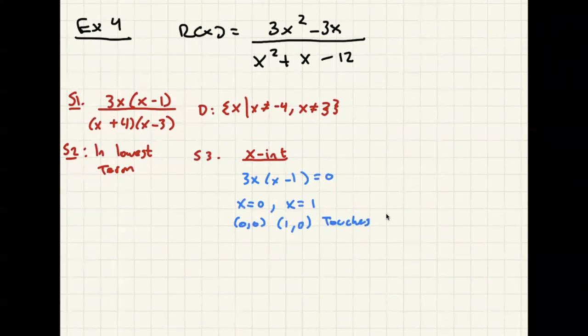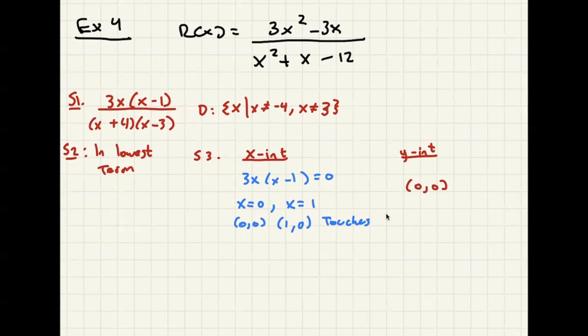Now we're going to do our y-intercept. Our y-intercept is when we let x equal 0. What happens when x equals 0? We already know that if x equals 0, then you get 0. So our y-intercept is 0, 0. Usually if you have an x-intercept at 0, that means that's also your y-intercept. We're not going to bother plugging it in.